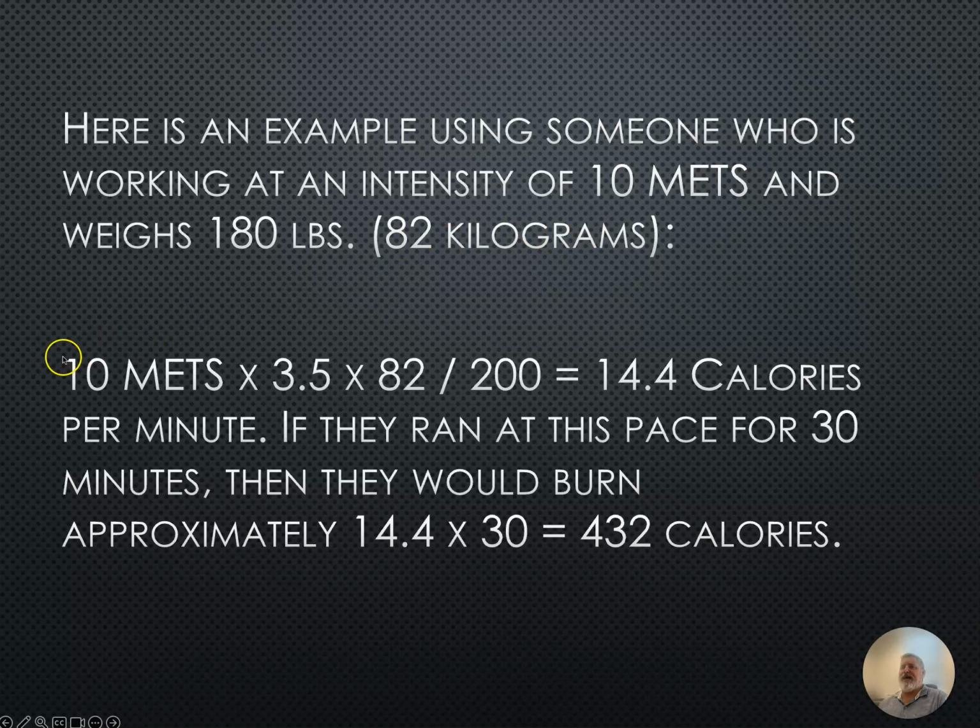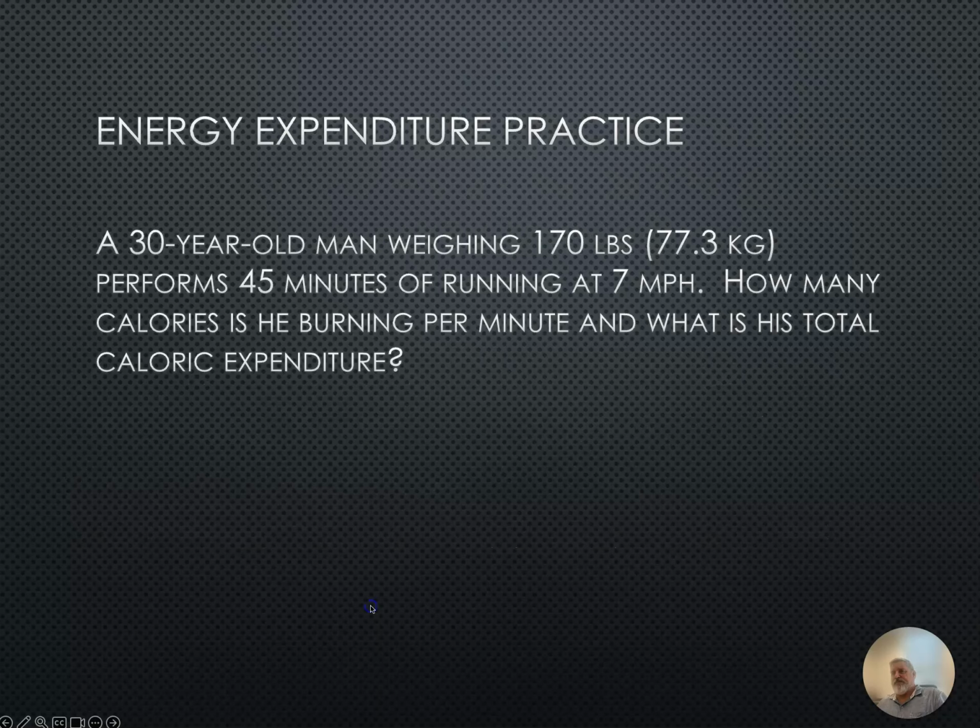Then it's simply METs times 3.5, which is a constant, times body mass, which is 82, divided by 200, which is a constant. That equals 14.4 kcals, or 14.4 calories per minute. If they ran at this pace for 30 minutes, then they would burn approximately 432 calories, or 14.4 kcals per minute times 30 minutes equals 432 calories.